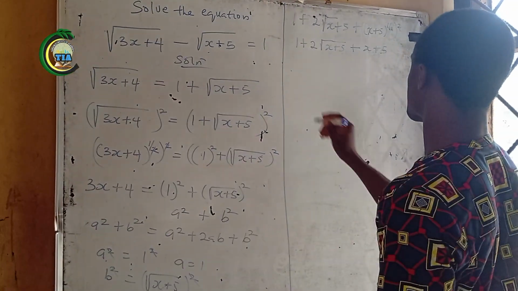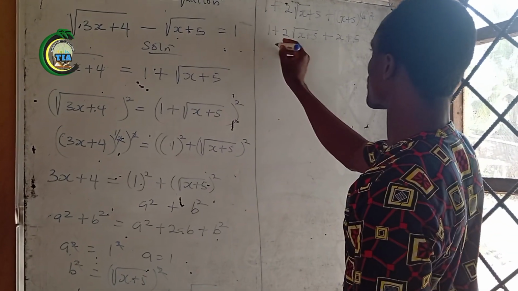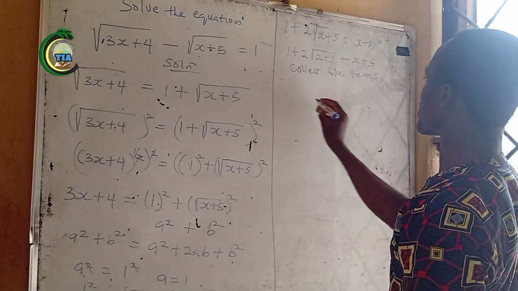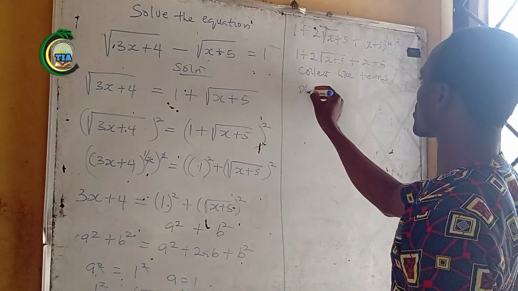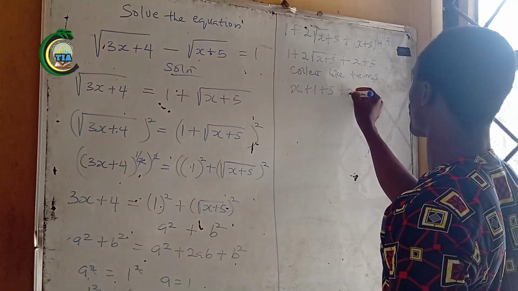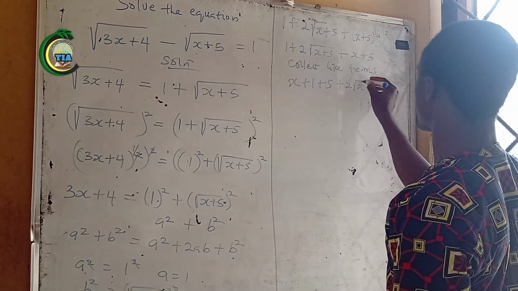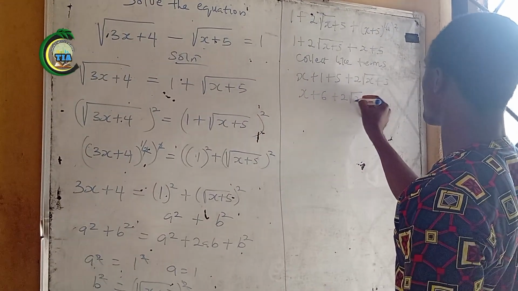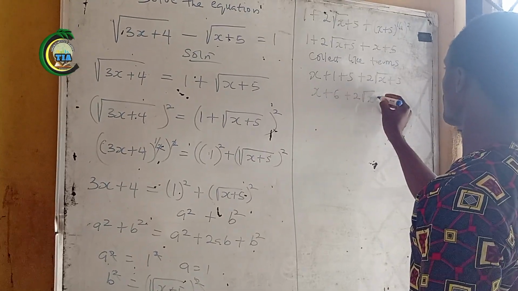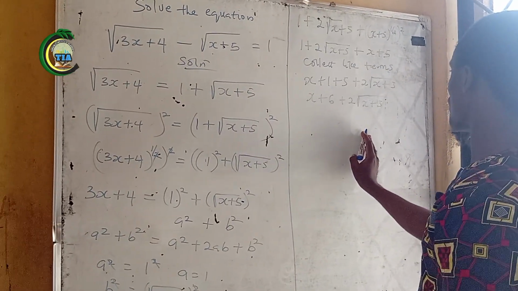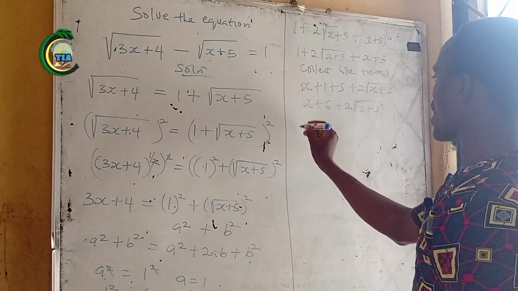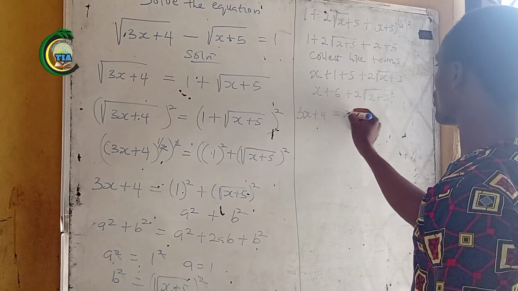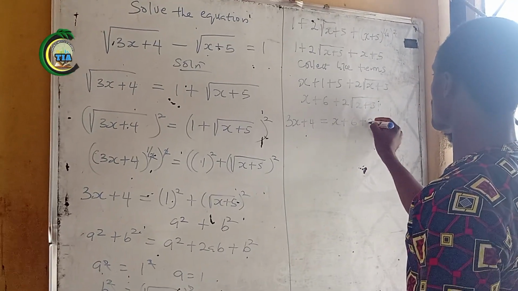So let us collect our like terms. Collecting like terms, now we have x plus 1 plus 5 plus 2 root x plus 5. So we have x plus 6 plus 2 root x plus 5. Okay, so since we've gotten this, we now say, recall, we now have 3x plus 4 is equal to x plus 6 plus 2 root x plus 5.